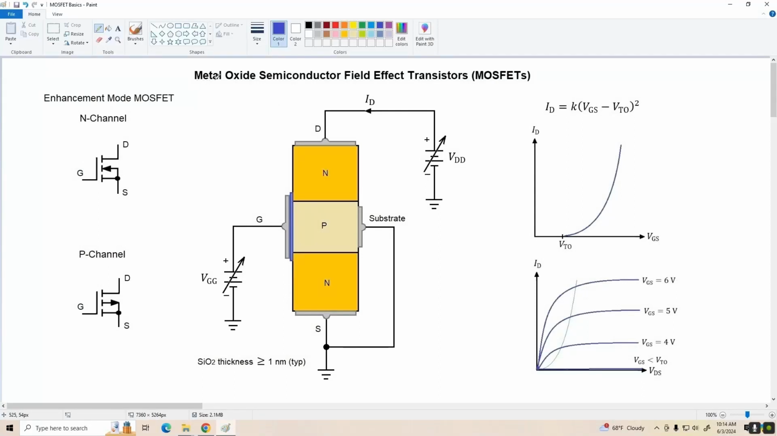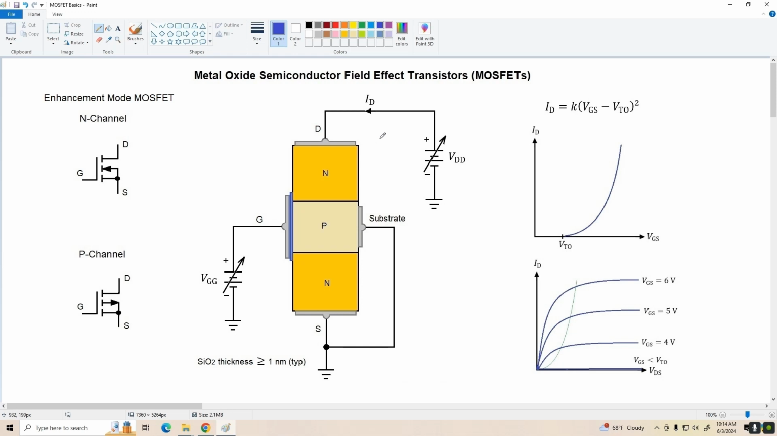Today we're going to start talking about metal oxide semiconductor field effect transistors, otherwise known as MOSFETs. In particular, we're going to be talking about enhancement mode MOSFETs, which are the most commonly used in analog and digital applications. They come in two varieties, N-channel and P-channel, and just like BJTs and JFETs, you're going to see way more N-channel devices used, so that's what we're going to concentrate on.